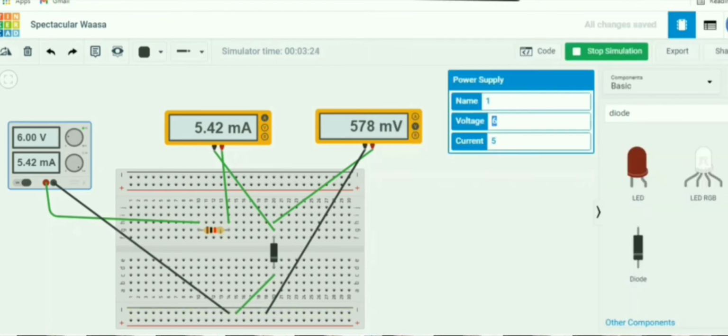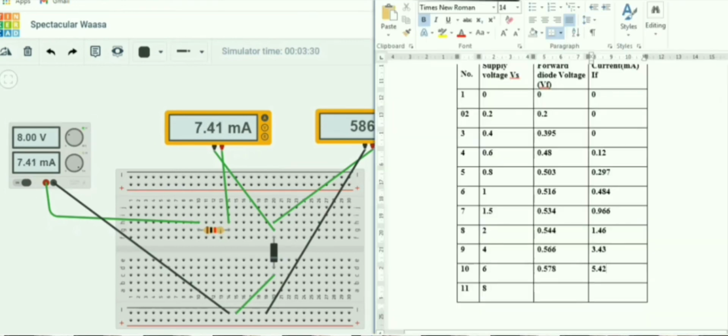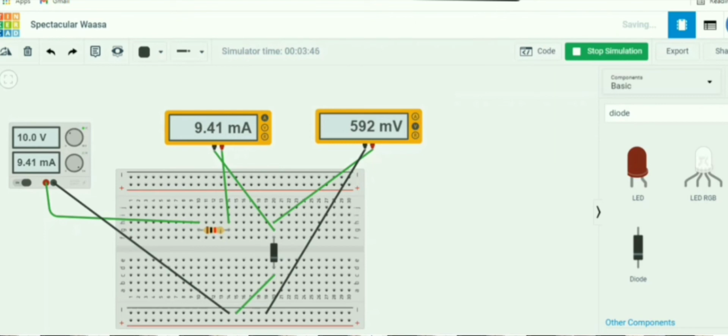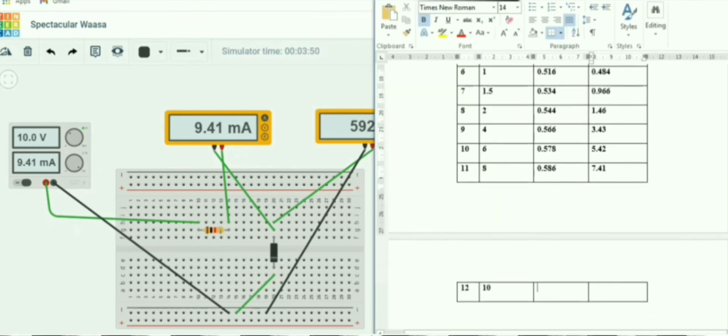If I change the power supply voltage to 8 volt, the voltage across the diode is 0.586 and current is 7.41 milliampere. And here we take the last reading as 10 volt. Voltage across the diode is 0.592 volt and current is 9.41 milliampere.